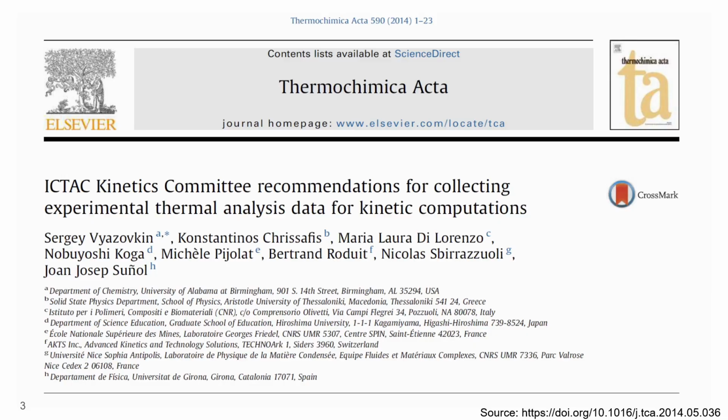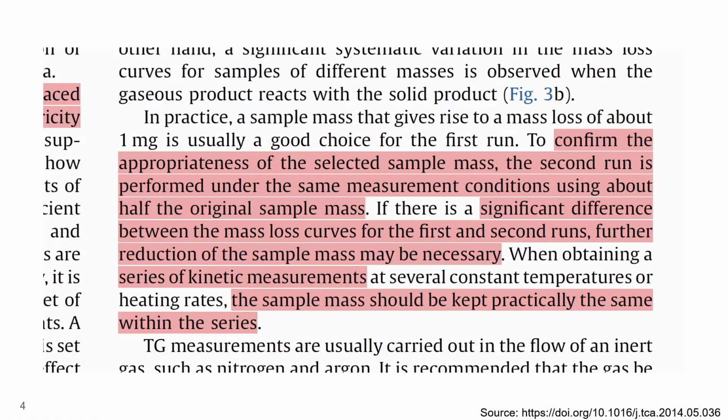I did not come up with this strategy myself. Mass downscaling is described in the ICTAC recommendations for collecting thermal analysis data. The idea is to begin with a suitable sample mass, repeat the run with a lower sample mass under the same conditions, and reduce the mass further if the curves still differ significantly. A link to this paper is provided in the video description.